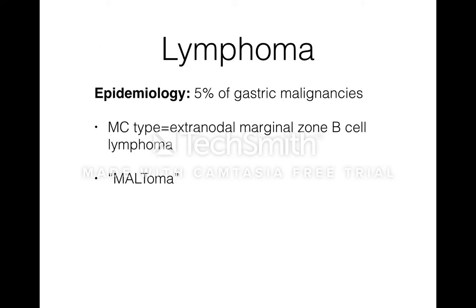Lymphomas comprise about 5% of all gastric cancers. The most common is called the indolent extranodal marginal B-cell lymphoma. In the gut, this is more commonly referred to as lymphoma of mucosa-associated lymphoid tissue, or MALToma.